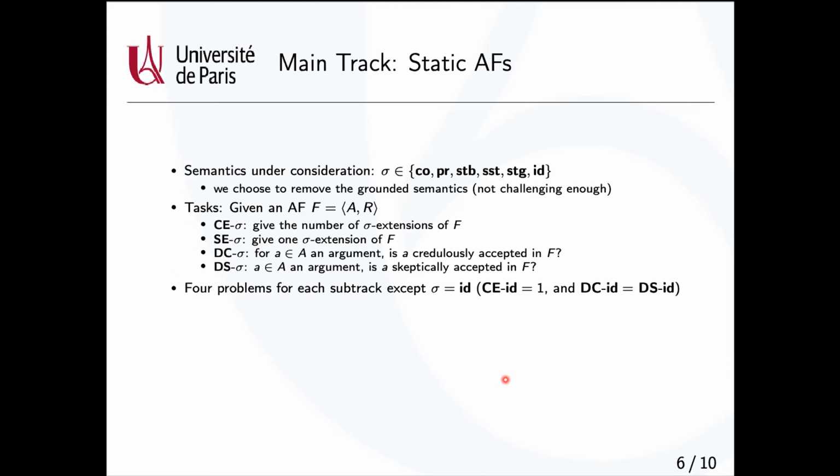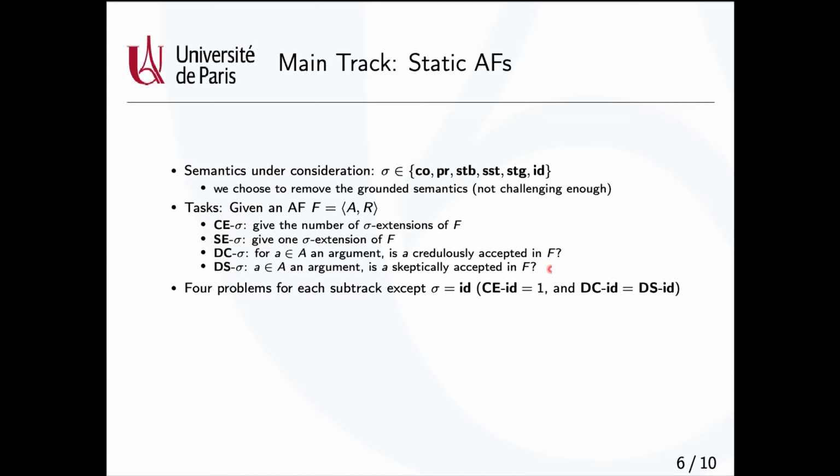Regarding static argumentation frameworks, as I said previously, we have the same set of semantics as previously, except the grounded semantics. But the other new thing here is that we chose to remove the EE problem of enumerating extensions, but chose instead to count the extensions. So this is what we call the CE problem, and the other problems are the same ones, meaning SE for giving some extension, and DC and DS respectively for credulous and skeptical acceptance.